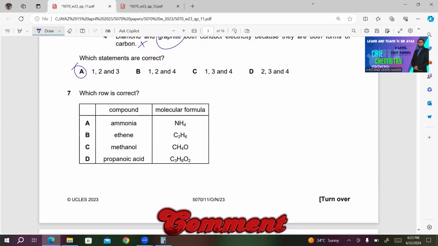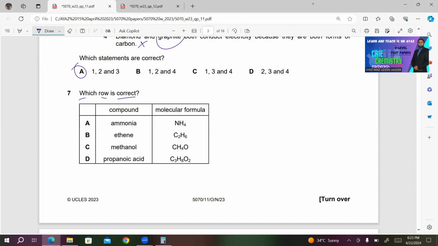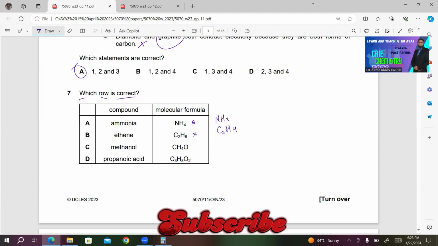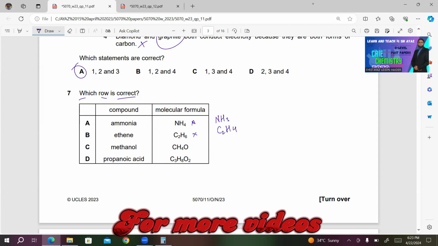Number 7. Which row is correct? A, ammonia, compound, molecular formula NH4. This is incorrect because for ammonia, the formula is NH3. B, ethene, molecular formula C2H6. This is also incorrect. The formula must be C2H4. C, methanol, a compound, formula CH4O.